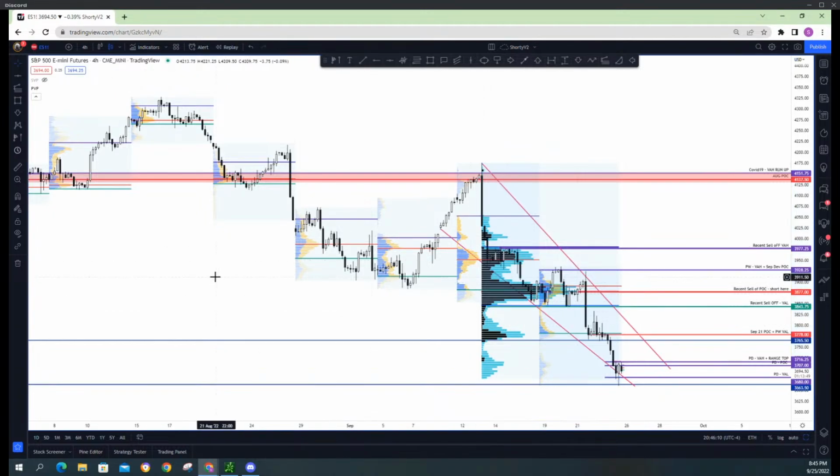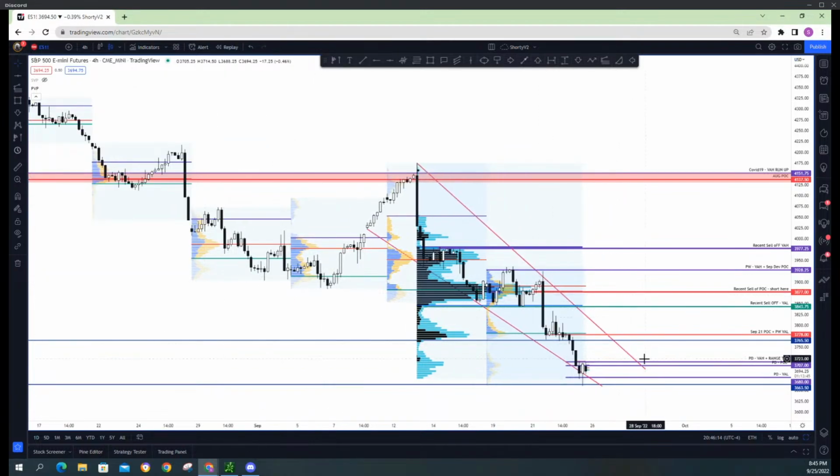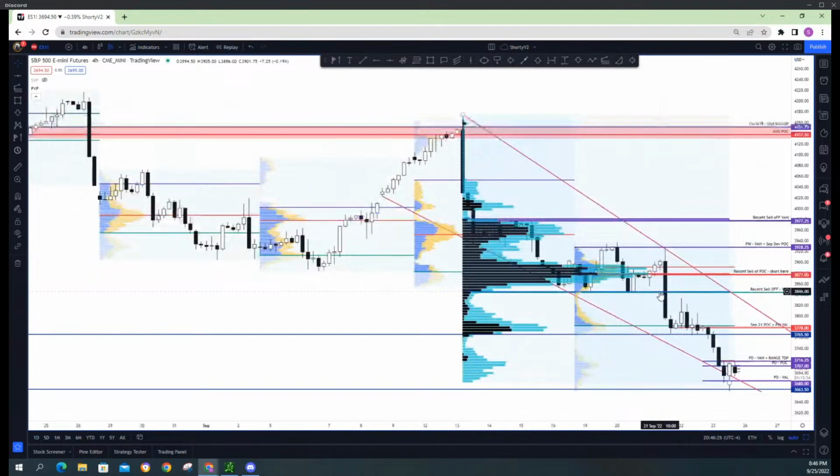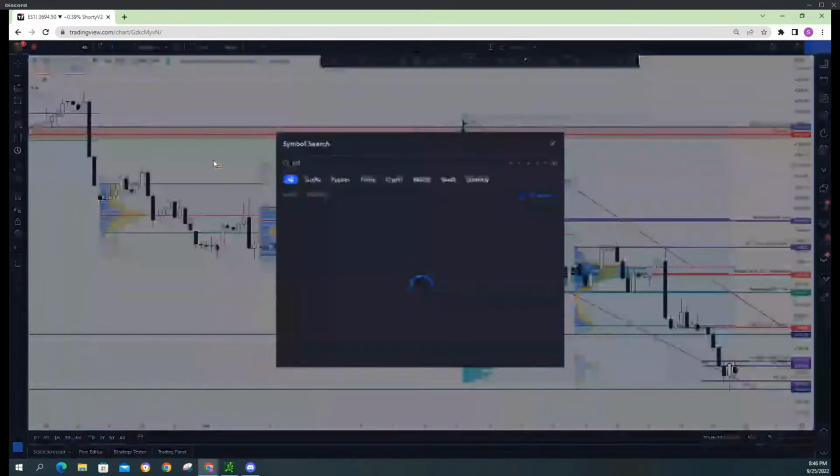It was good for last week. It's no good for this week. The market adapts and moves, so we've got to adapt and move with it. All right, that's it for ES and Q.